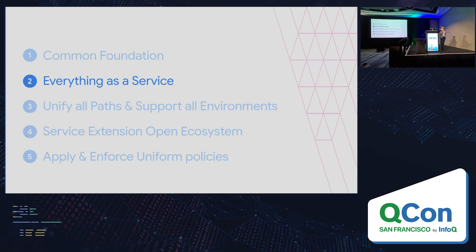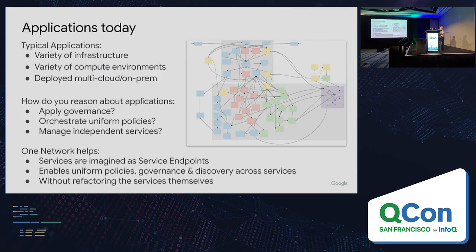And the second principle is everything is a service. This is actually a diagram of a real service. It's an internal cloud service. Now think about how you manage such a service, right? There are different colors, they mean something. There are different boxes, they mean something. The lines are all over. How do you reason about such an application? How do you apply governance? How do you orchestrate policy across this? And how do you manage these small independent services, or group them into different groups?